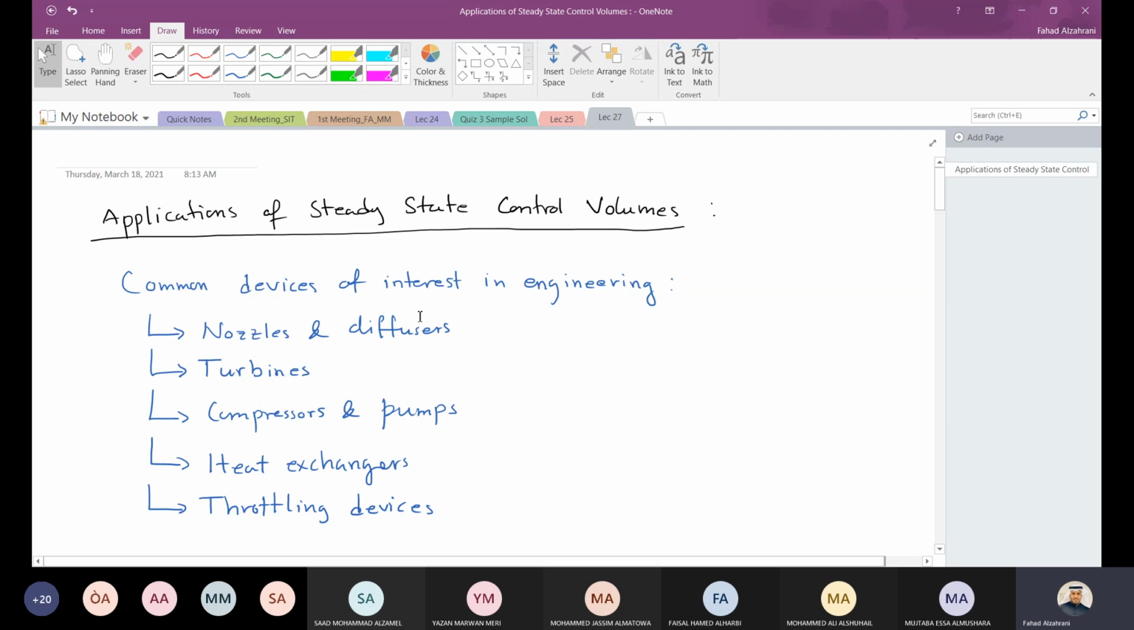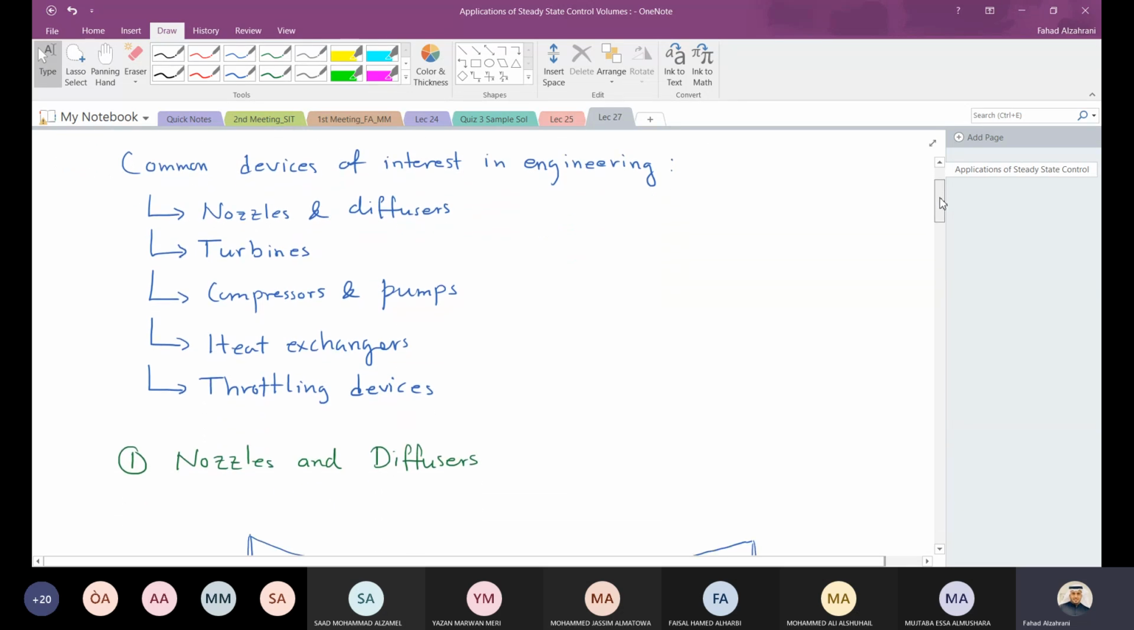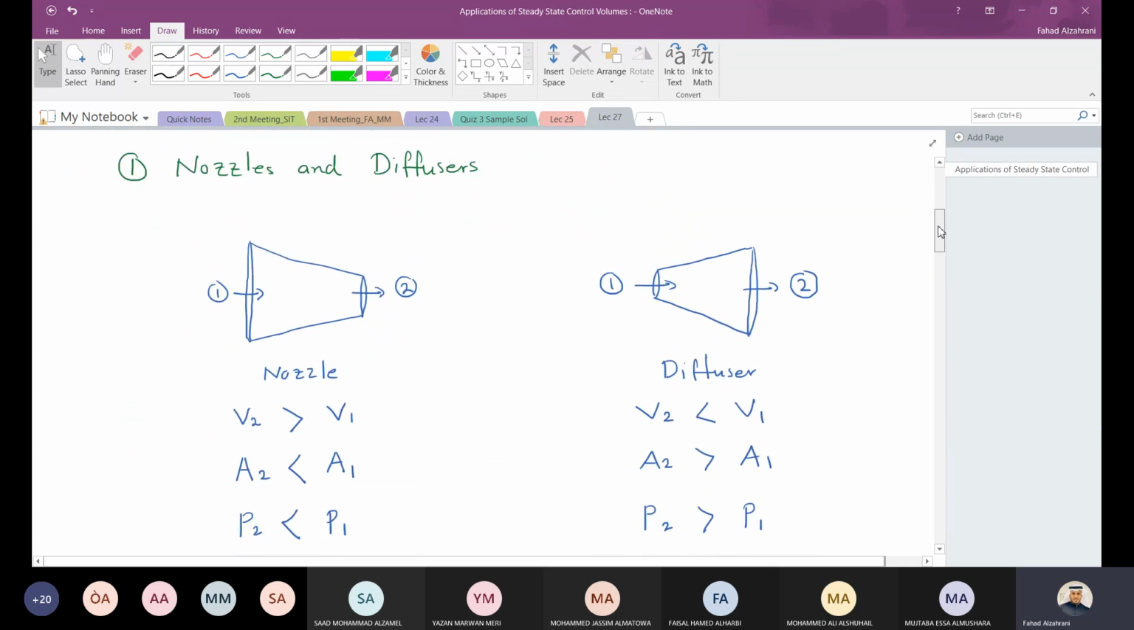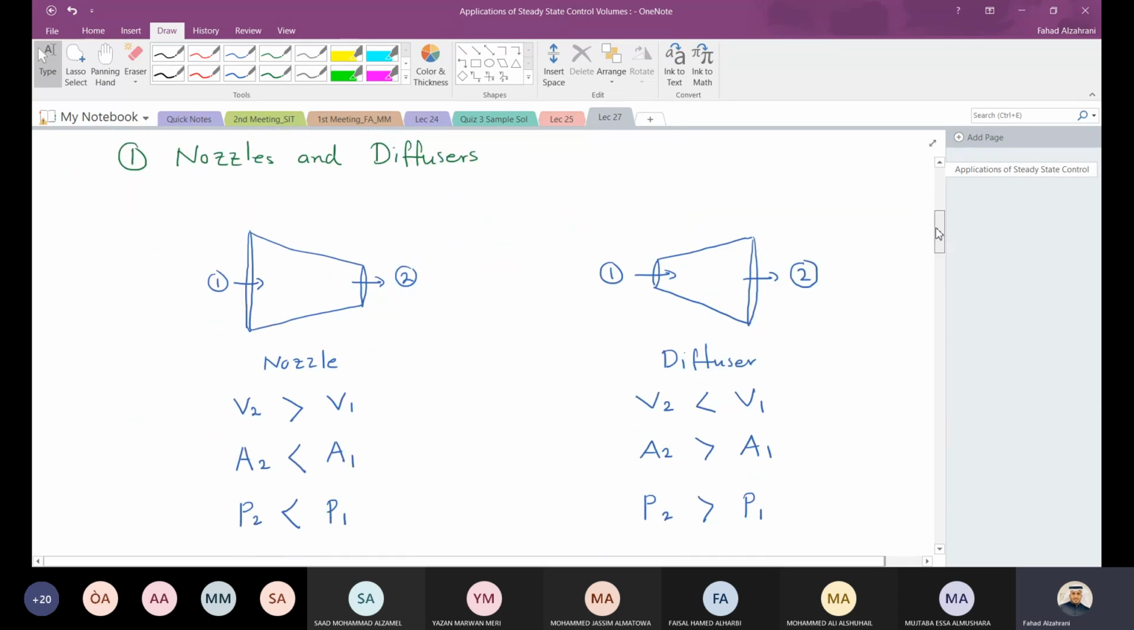So the devices of interest in engineering that we will look at today are nozzles and diffusers, turbines, compressors and pumps, heat exchangers, and throttling devices. Each one you can think of as a category of engineering device. So let us start with the nozzles and diffusers. What is a nozzle and what is a diffuser?